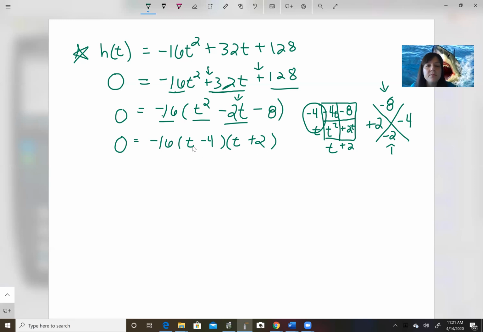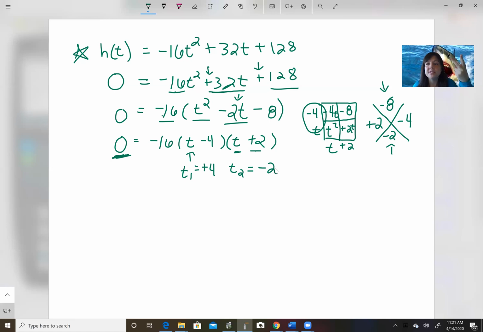Okay, and now we just have to figure out what our 2 answers are here. We have to make it equal to 0. So we are trying to figure out what number minus 4 is 0. So t sub 1 is going to be +4. And here we have what number plus 2 is equal to 0, and that's going to be t sub 2 is equal to -2, right? So it does cross the x-intercept at 2 places.